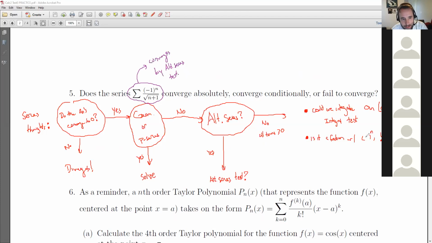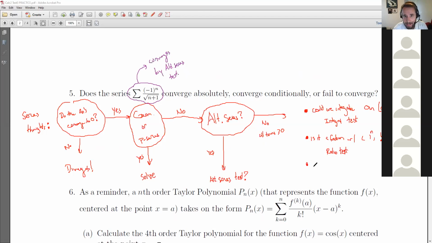Man, I hope this is legible and makes sense. Let me know if it doesn't. But is it a fraction with things raised to the n, factorials, or like polynomials involving n? If so, we could consider using the ratio test, because oftentimes when we have these fractions and we use the ratio test, we get a fraction divided by a fraction, and a lot of great cancellation occurs. And we've seen that happen a number of times.